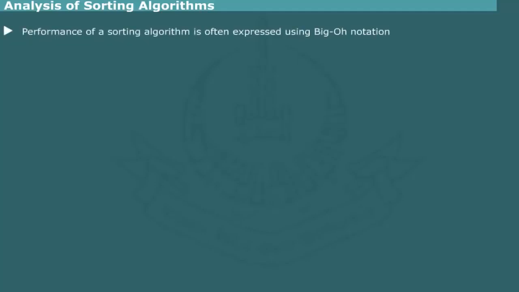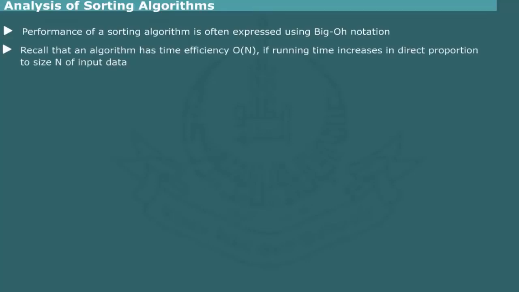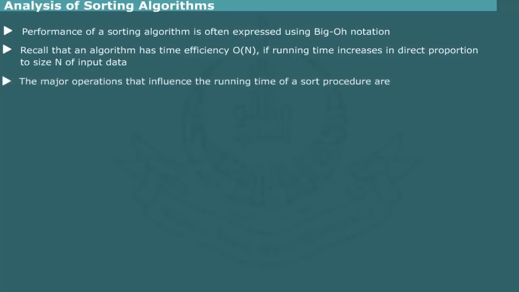Analysis of sorting algorithm. The techniques for the analysis of general algorithm were presented in an earlier unit. You would recall that the performance or running time of an algorithm is expressed using big O notation. For example, an algorithm has O(n) efficiency if the running time increases in direct proportion to the size n of input data. Here, we examine the specific operations that influence the running time of a sorting algorithm.